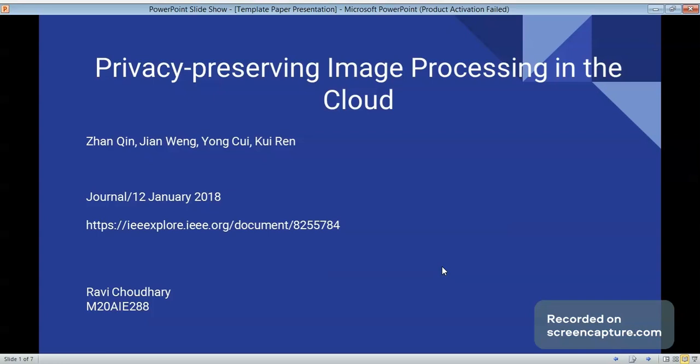As we already know, there are many image processing applications, and since there is a limitation of computational power in our devices, we need the CSP, that is the cloud service provider. So we're going to discuss this paper in brief.